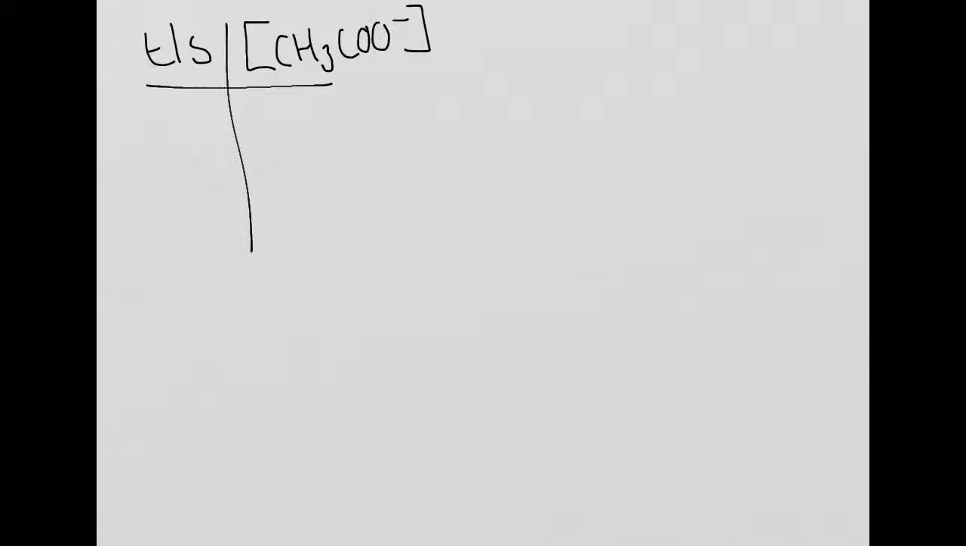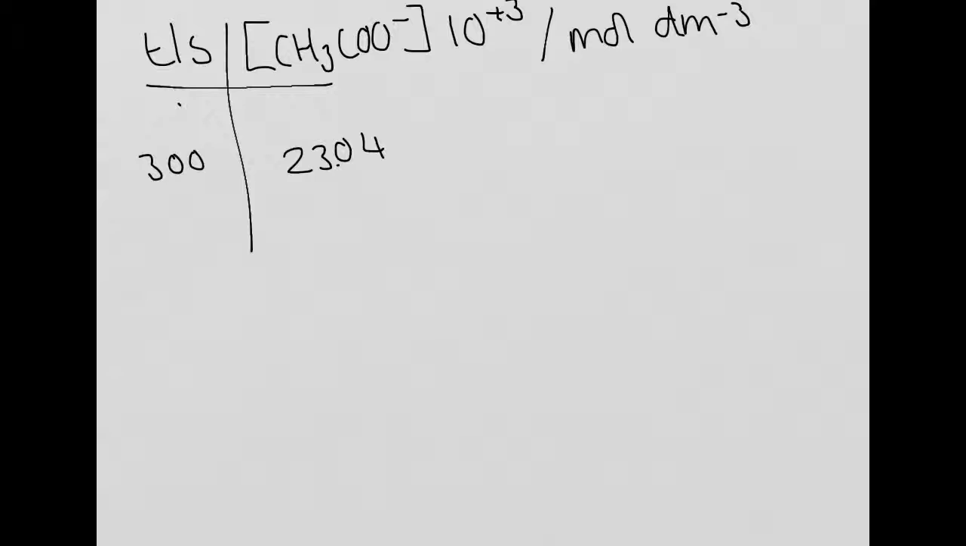But if you're going to present it on the top, if I make my table here, in this case this would be 10 to the plus 3 per moles per decimeter cubed. So I think it's 23.04 when I've got 300. Now you see I have this case where I've got plus 3. Why is it plus 3 if it's on the top?